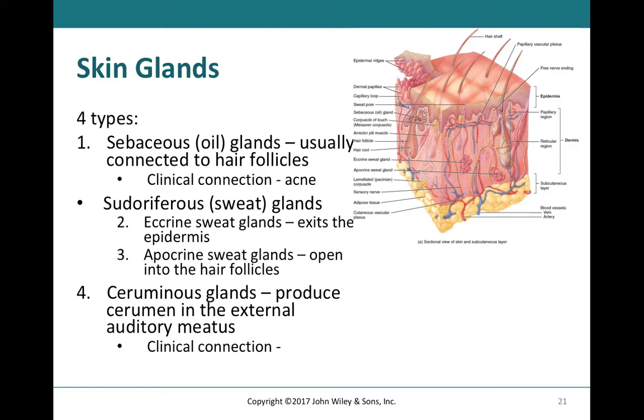Glands of the skin. So we have four main types of glands: sebaceous glands, and then we have eccrine and apocrine glands, as well as ceruminous glands. So sebaceous or oil glands, those are usually going to be connected to the hair follicle.